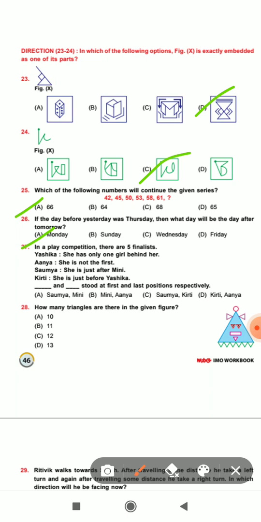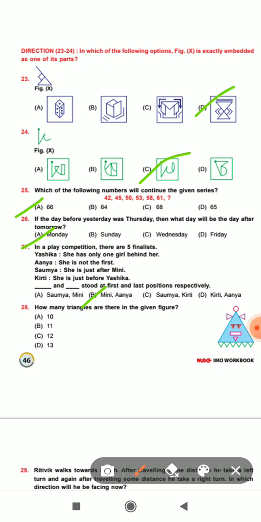In a play competition, there are five finalists. The question is dash and dash stood first and last position respectively. Okay. So 27, the answer is option B. Mini and Anaya, the answer is correct. Okay. Next question number 28.